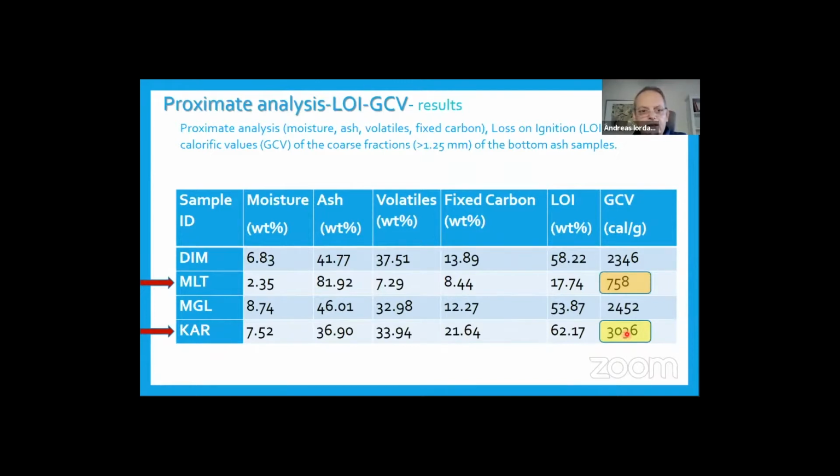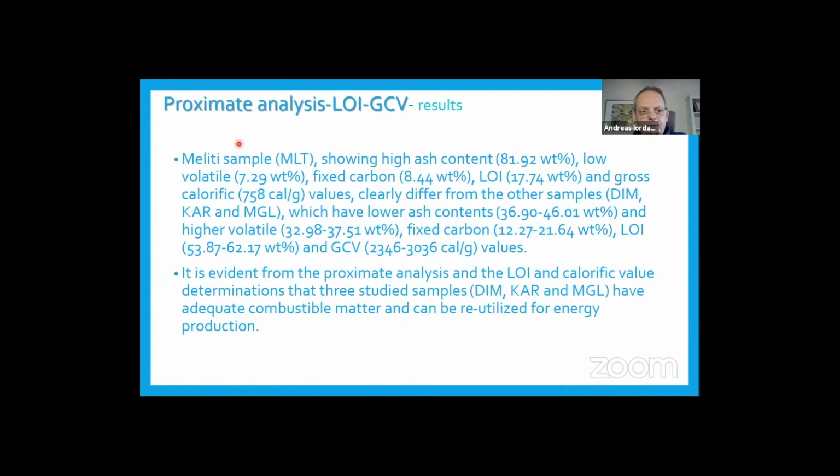In this slide, you can summarize the approximate results and the low and gross calorific values results. So we can say that the Meliti sample shows high ash contents, low volatile matter and fixed carbon, and low and gross calorific values, which is typical for ash samples, so that it is okay. But these values clearly differ from the other samples, that is the Dimitrios, Kardia, and Megalopolis samples, which have lower ash contents and higher volatile matter, fixed carbon, and low and gross calorific values.